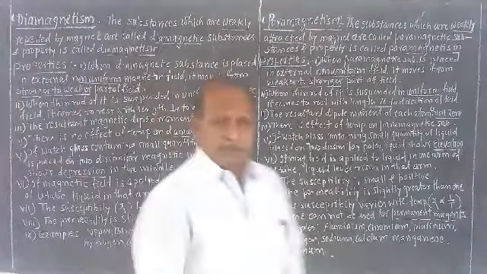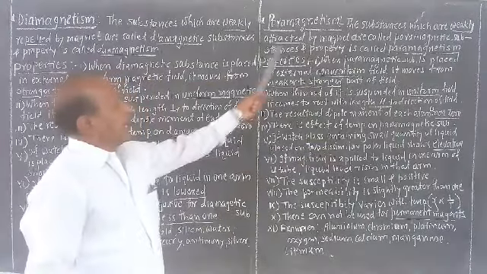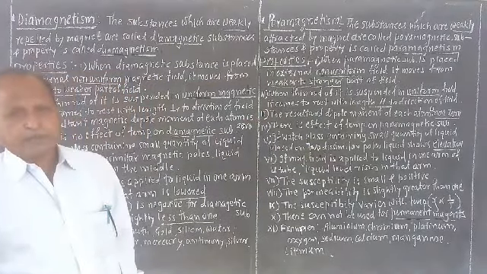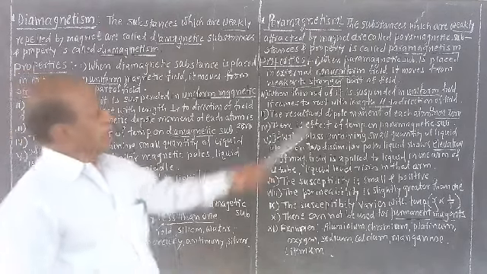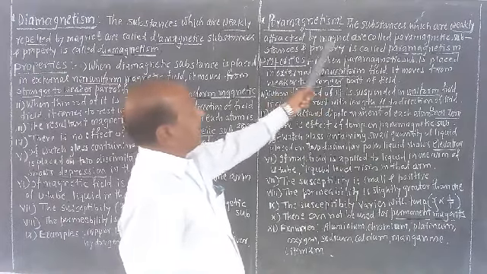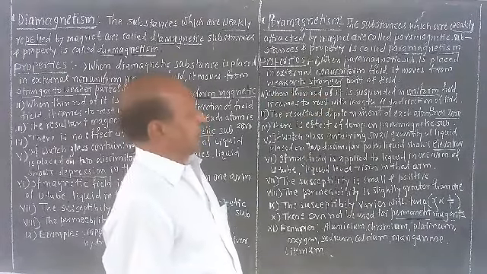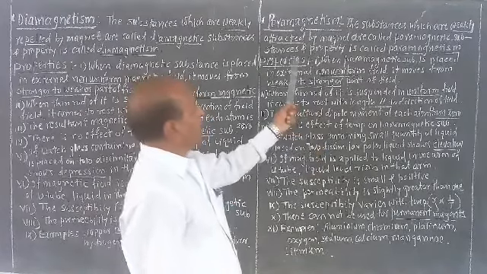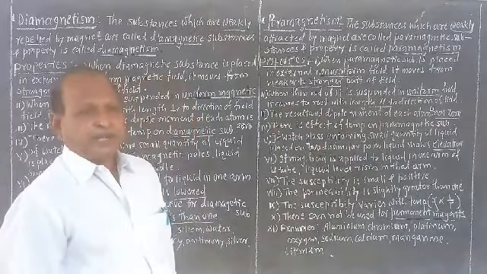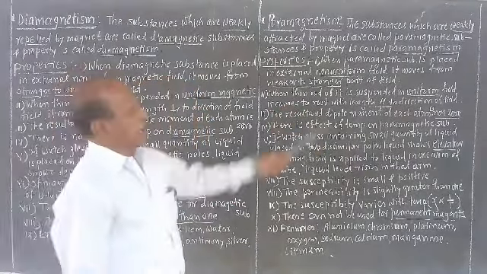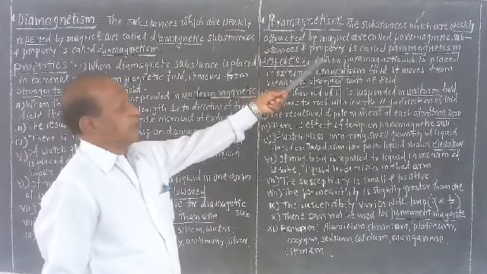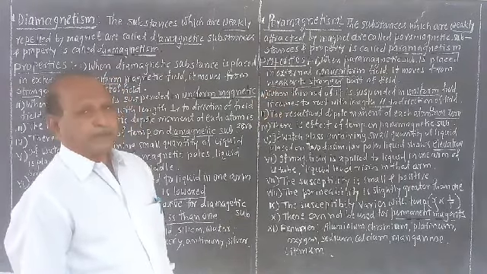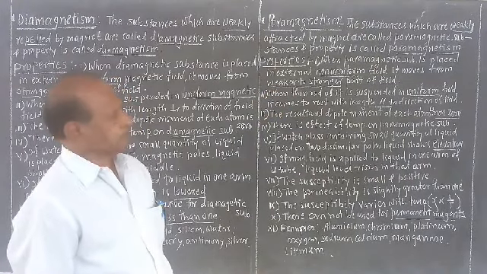Now similarly, paramagnetic substances. What are paramagnetic substances? The substances which are weakly attracted by a magnet are called paramagnetic substances, and the property is called paramagnetism. Since they are weakly attracted, they are called paramagnetic.